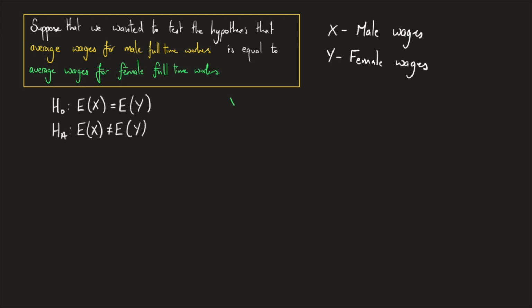We know that X bar is an estimator of E of X, and if the observations are randomly drawn from the population, then X bar is an unbiased estimator of E of X, and Y bar is an estimator of E of Y.